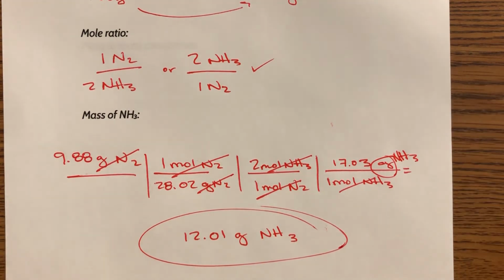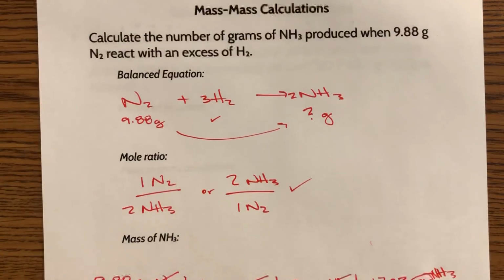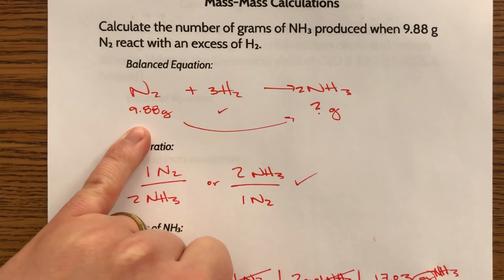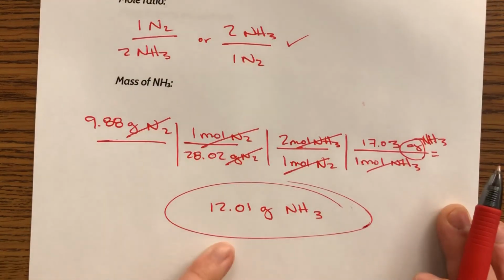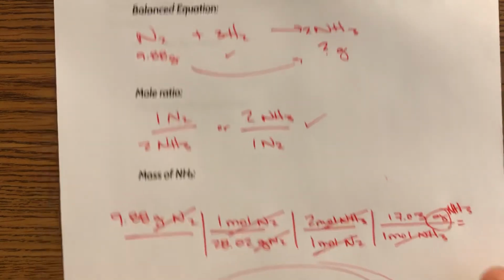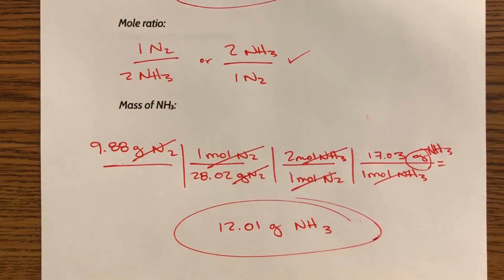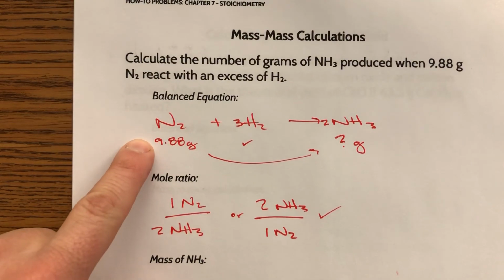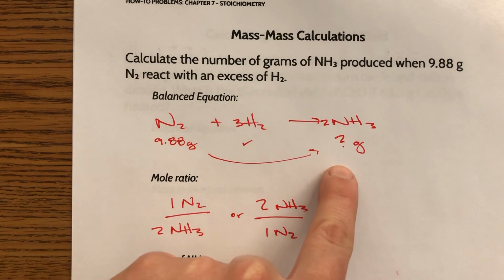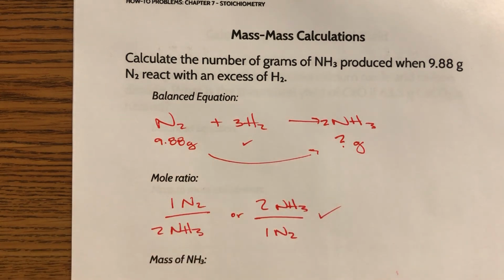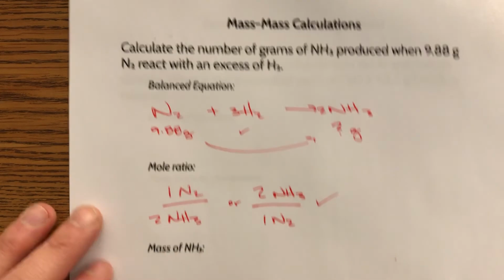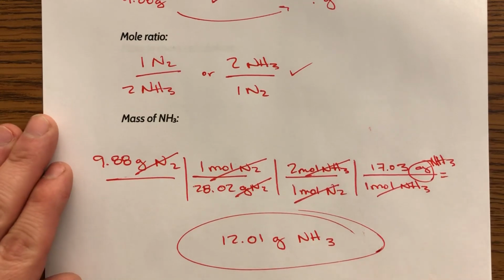Now let's just see if it makes sense. If I have 9.88 grams, okay, it's close to 12.01 grams. Well, nitrogen is going to take up the bulk of the mass, so that does make sense to me. If I look at this problem, we could make 12.01 grams, right? Because for one molecule of nitrogen, I can make 2 molecules of NH3. So they split up, but because they're so heavy, they take up the bulk of the mass of this ammonia compound.